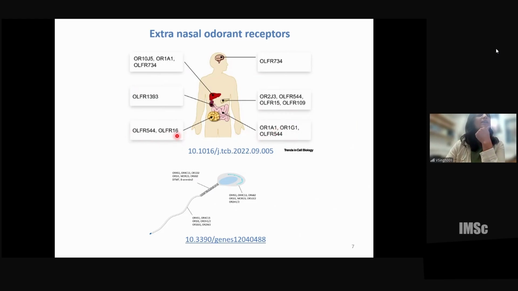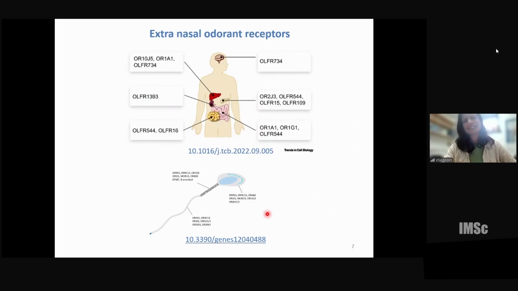So why do we have a smell receptor not in our nose but in our gut? Why do we have them? This is a question that I'm personally very interested in. We don't have data yet, but we are making some progress towards that.